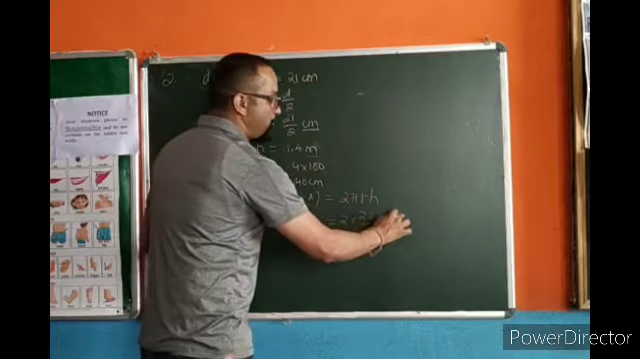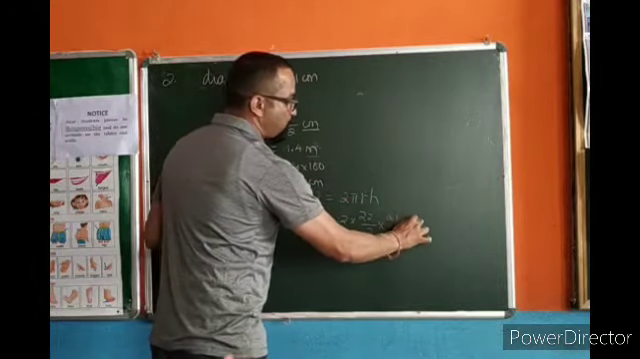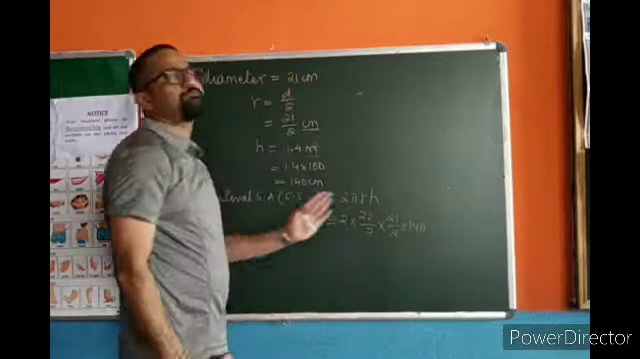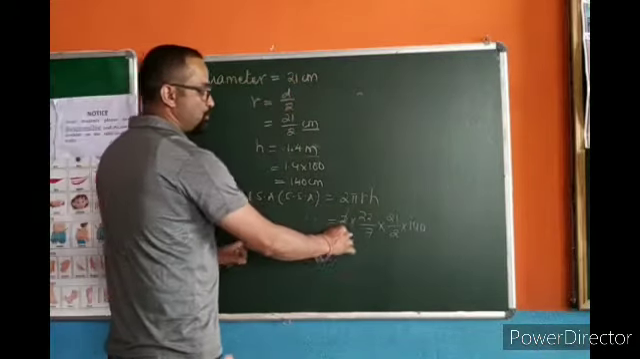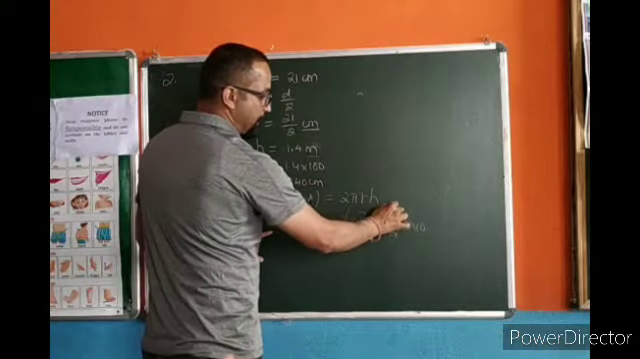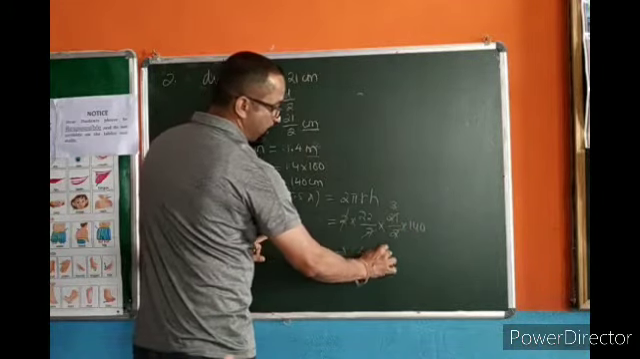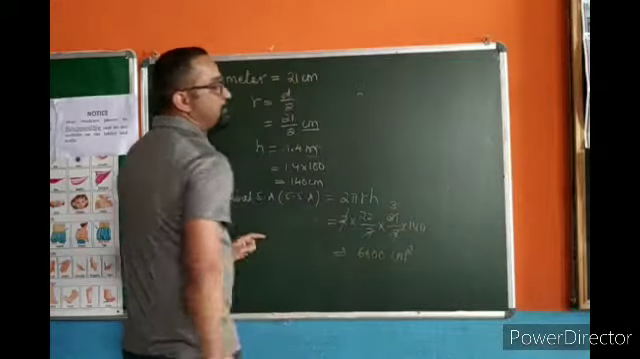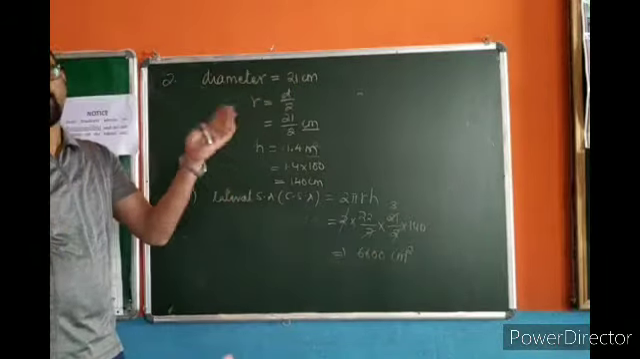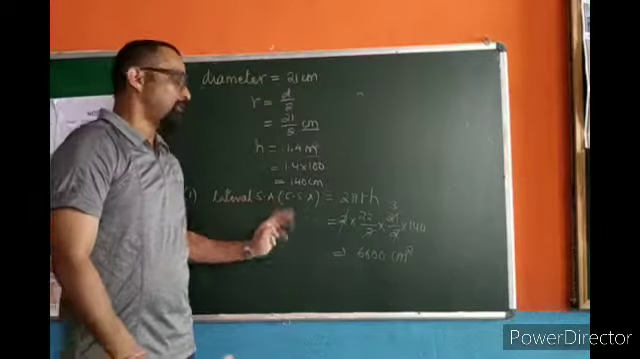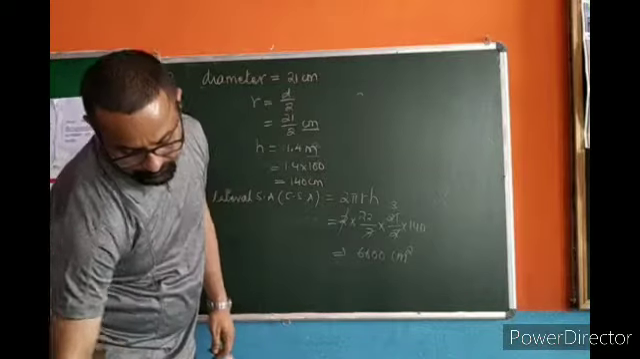Radius is 21 by 2 and height is 140. Simplify this. 2 cancels, 7 3 times. 22 into 3 is 66, so 6600 centimeters square. This is the surface area, outer area of the geyser.